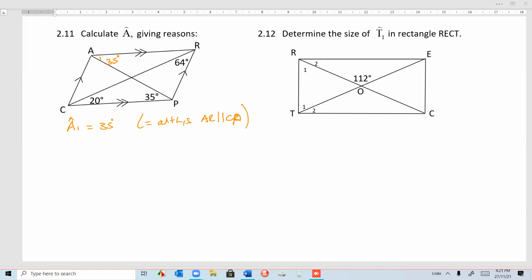Nobody? Somebody? Remember, we want to find the whole of angle A. So we need to find the second part of A, let's call it A2. No ideas?